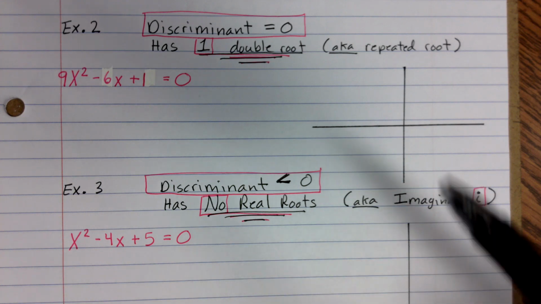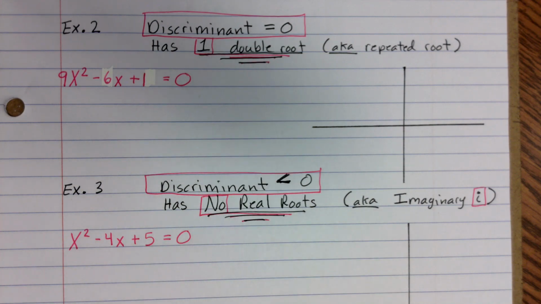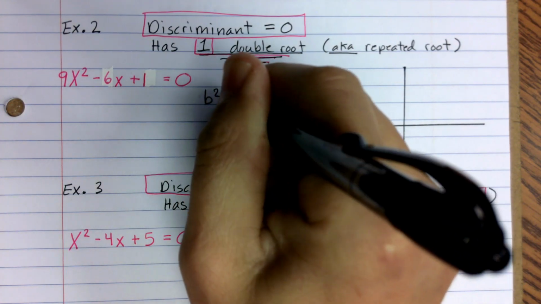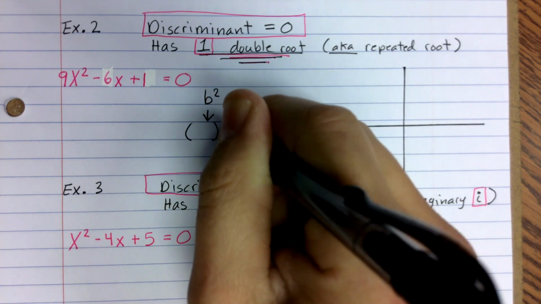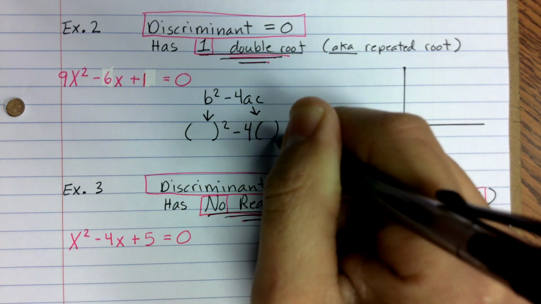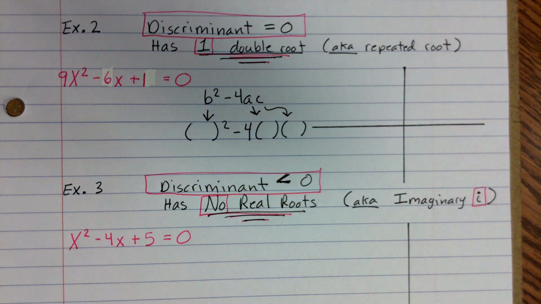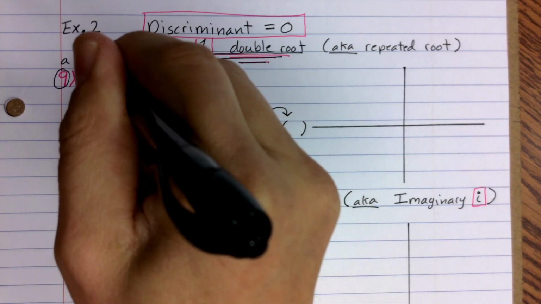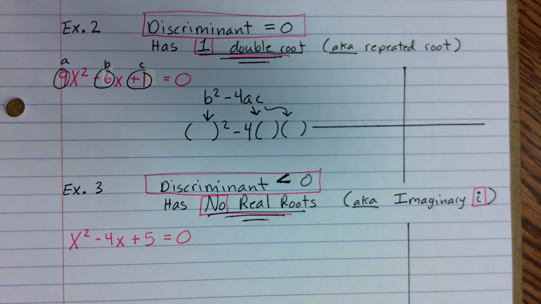Now, in example number 2, we're going to be looking at what it looks like when you have a double root, which means that the discriminant should be equal to 0. So I'm going to write the discriminant right quick. So we end up having b squared minus 4 times a times c. So I'm going to put parentheses for b, minus 4, and I'll put parentheses for my a value and parentheses for my c value. Now I'm just going to label these right quick. My a value is going to be 9, my b value is going to be negative 6, and my c value is going to be positive 1.